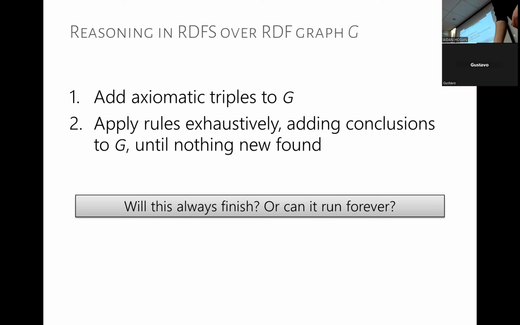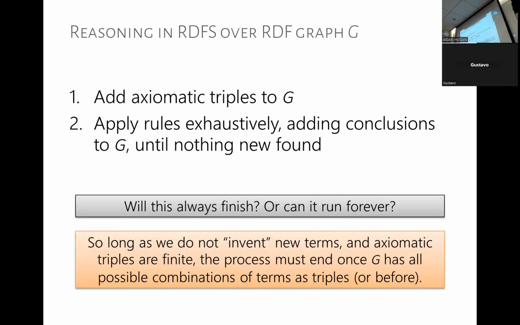So essentially, so long as we do not invent new terms and axiomatic triples are finite, these are the asterisks I'll have to come back to, the process must terminate once G has all possible combinations of terms as triples. Because G is a set, and at some stage, we're just going to have all possible triples that we can create from the finite vocabulary, and then we can't possibly ever infer anything new. So it must finish.